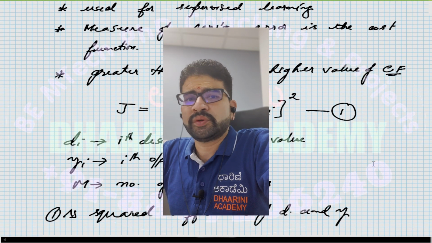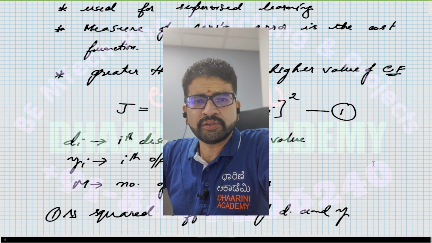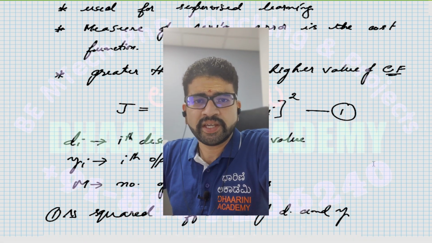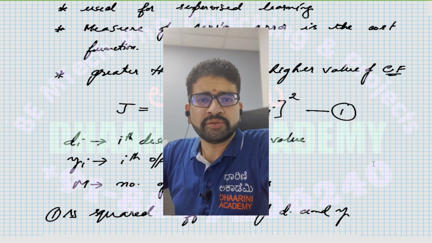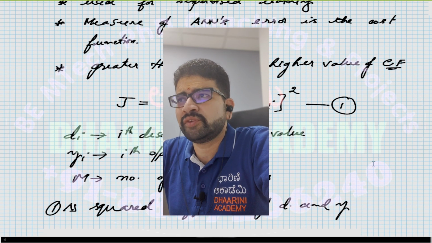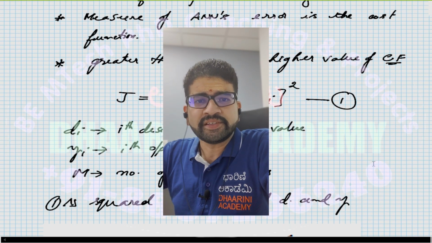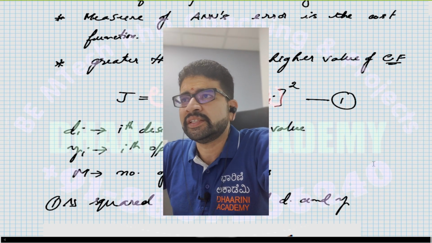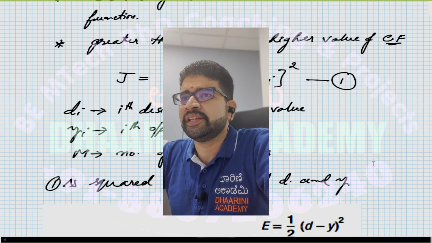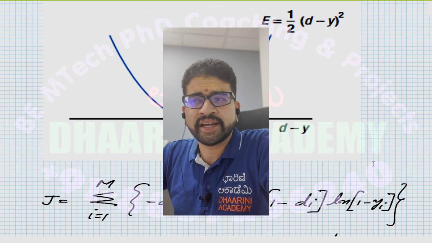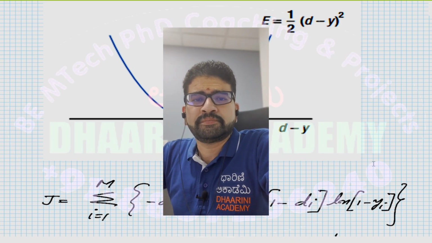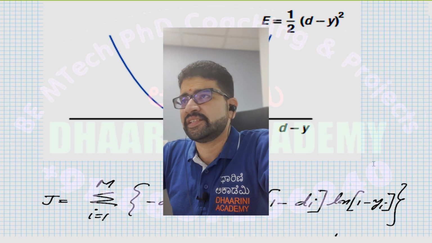If you simply try to use the error in a straightforward way, we can call that E is equal to D minus Y. But the cost function is defined as the squared difference of the errors, as you can see in equation number 1, and this is the plot. The fundamental requirement of the cost function is that as D minus Y, or the error, increases, the cost function should also increase. That's what we can see here.